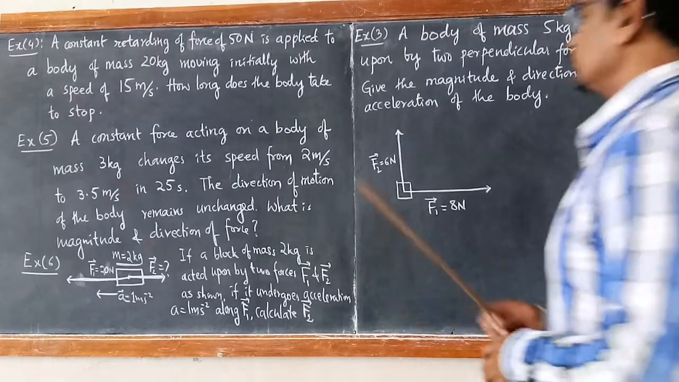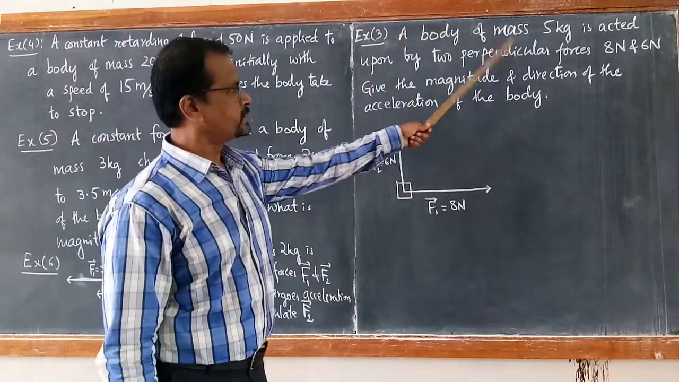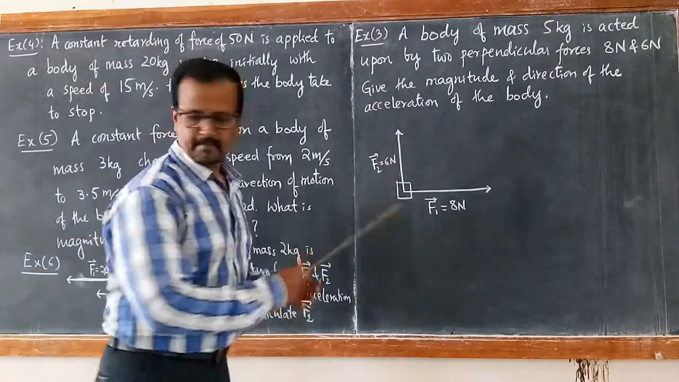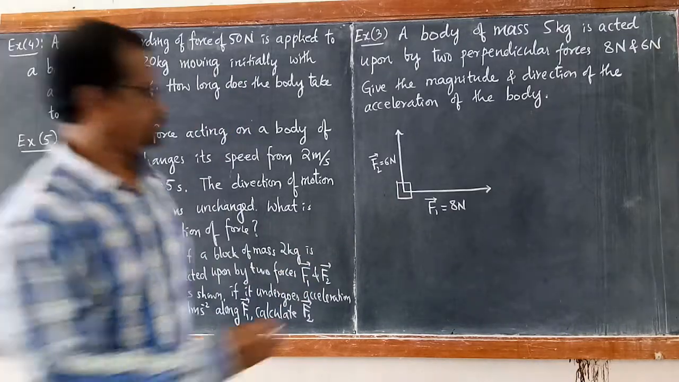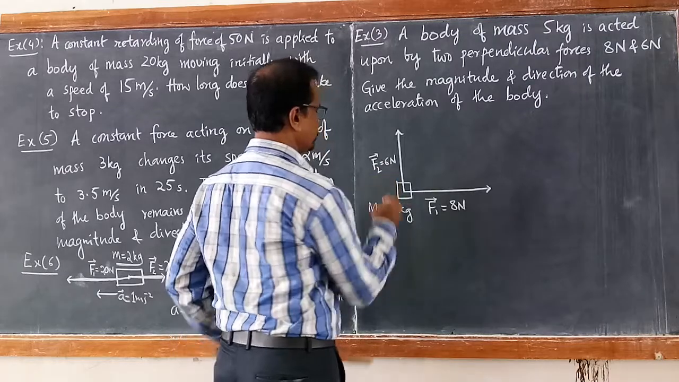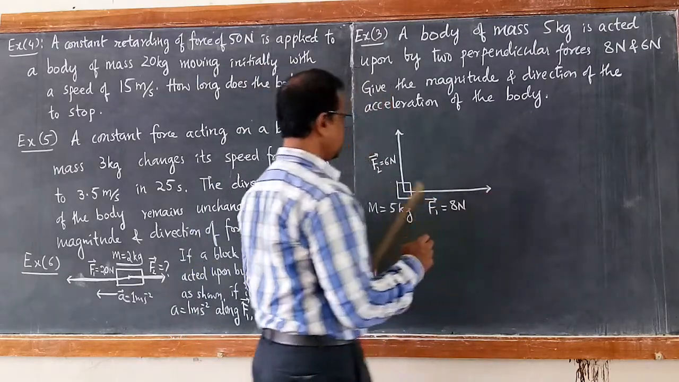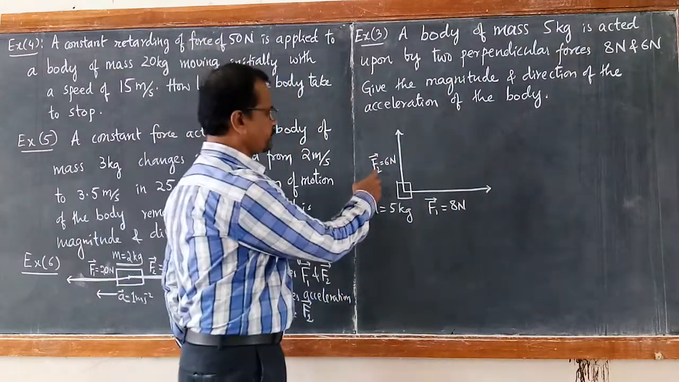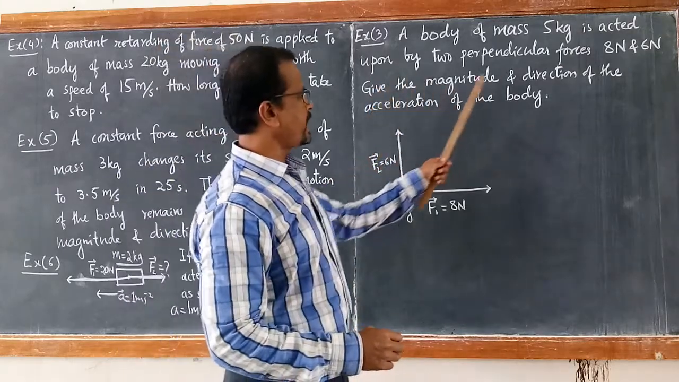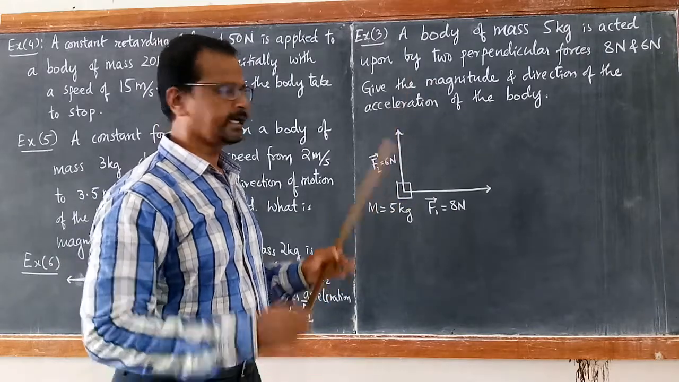Okay, quickly look into another different type of problem. A body of mass 5 kg is acted upon by two perpendicular forces. This is a body of mass 5 kg. This is acted upon by two forces, F1 of 8 Newton in this direction and another perpendicular force F2 equal to 6 Newton in this perpendicular direction. Give the magnitude and direction of the acceleration of the body.